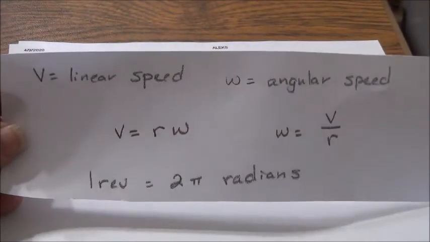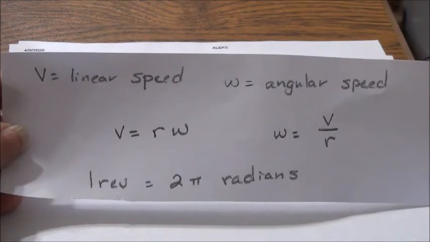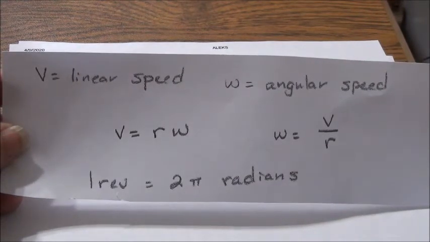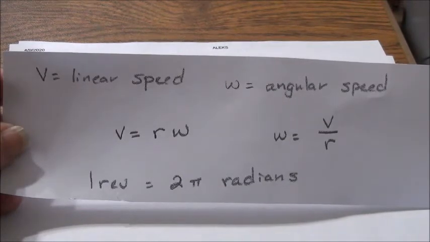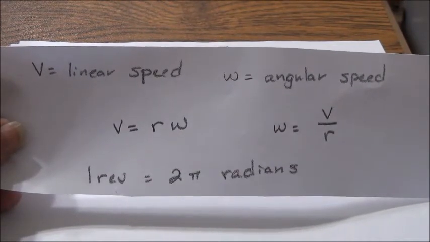So when I am working this problem, a couple things that I need to know is V is my linear speed and W is my angular speed. So my linear speed is equal to the radius times the angular speed. My angular speed then would be equal to the linear speed divided by the radius. I've just rearranged the formula depending on what I'm looking for. 1 revolution is 2 pi radians, and we're going to use that on part A of this problem.